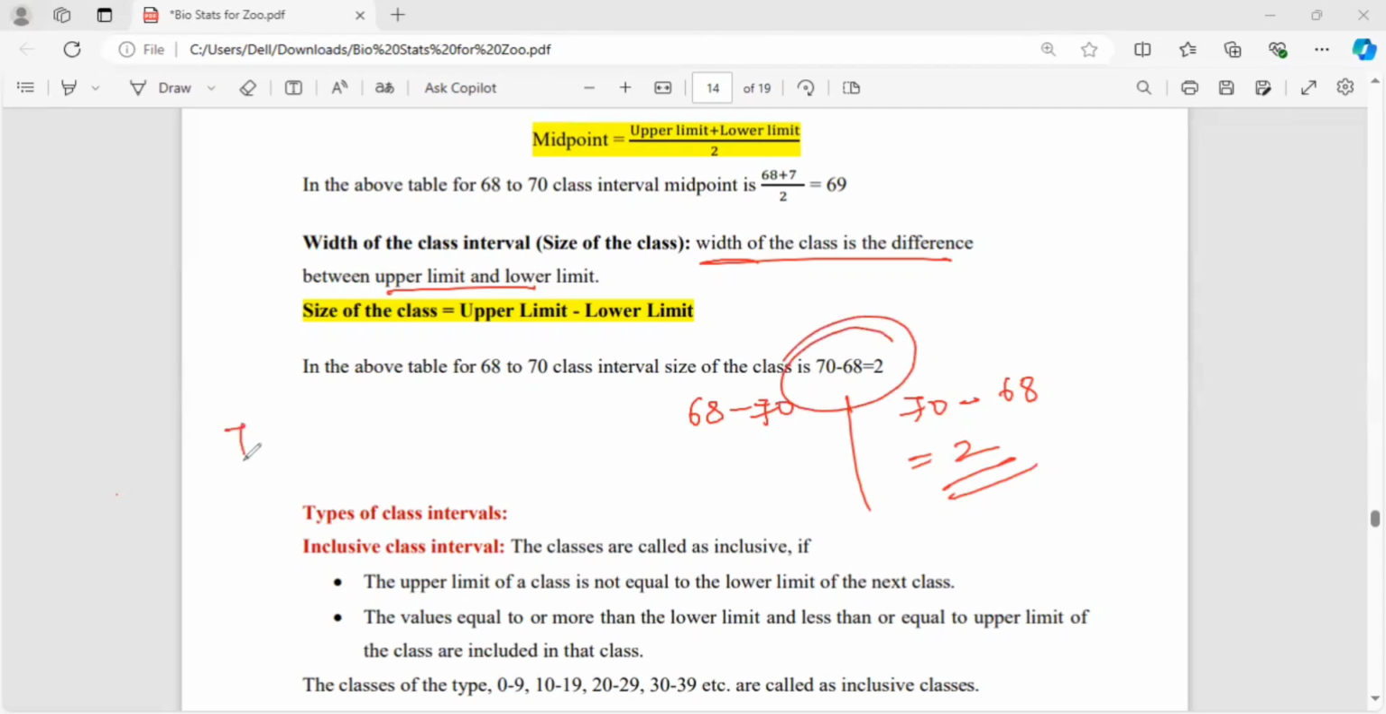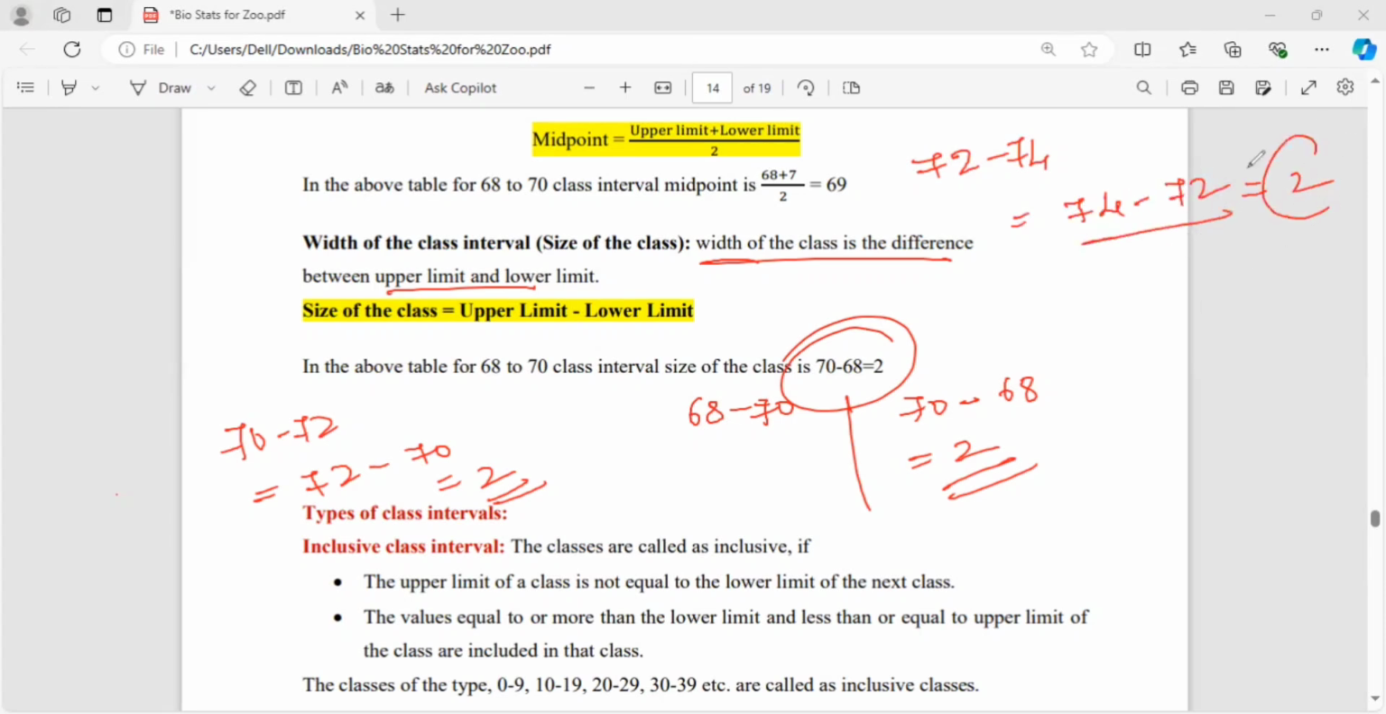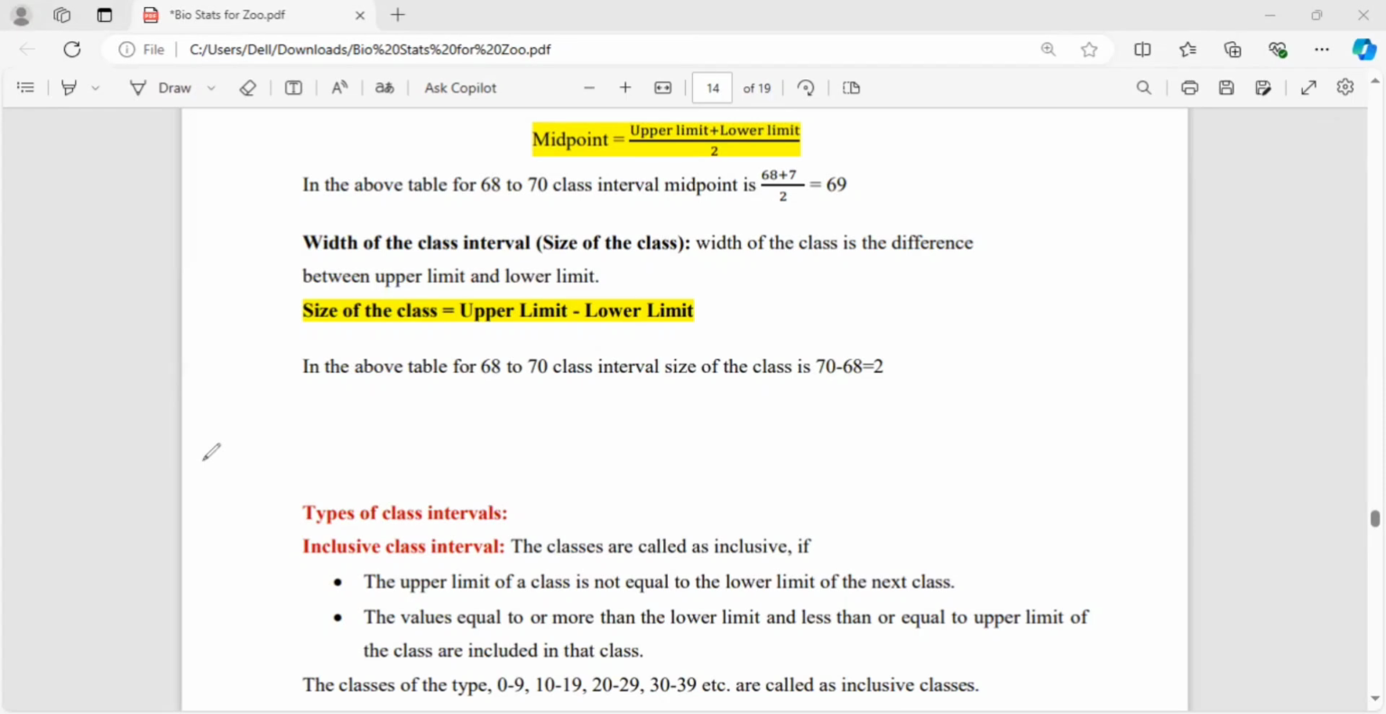Then for the next one, 70 to 72, the upper limit 72 minus the lower limit 70. The answer is also 2. For the next one, 72 to 74, upper limit 74 minus 72, the answer is 2. Likewise, we can calculate the size of the class interval using the formula upper limit minus lower limit. So here we end with all the basic definitions of continuous frequency distribution.